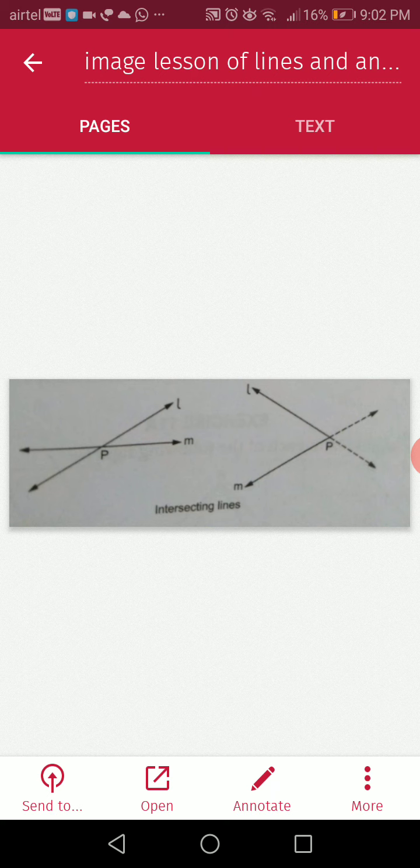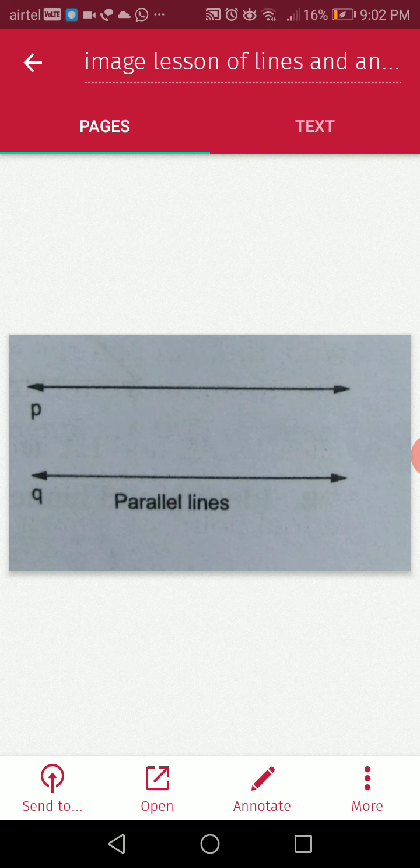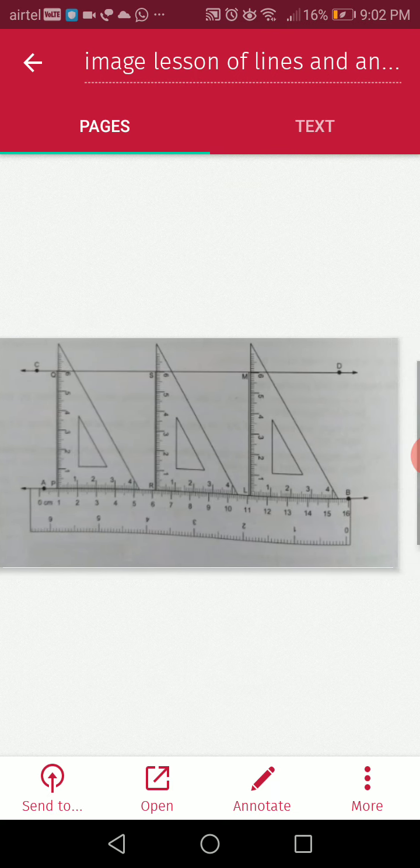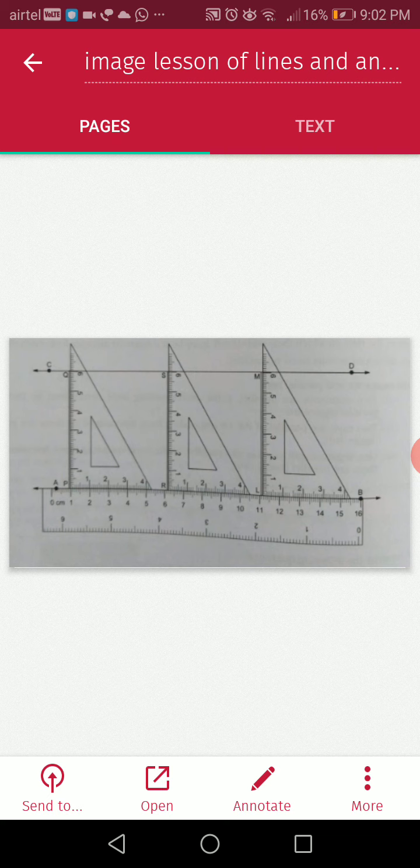If two lines intersect at a point, we call them intersecting lines. Do you know why two lines are called parallel? This is the reason. If two lines have the same distance throughout, we call them parallel lines.